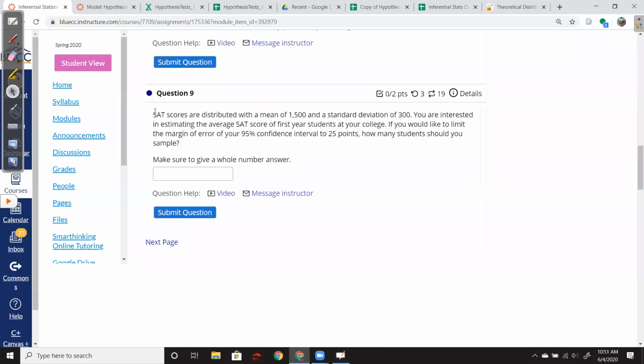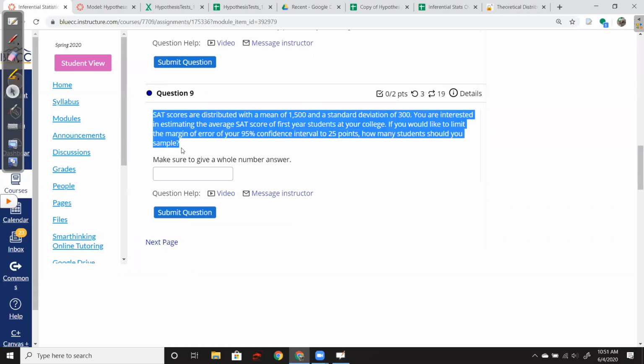Squared. All right. So this one is a sample size for mean. The other one asked about is a sample size for proportion.